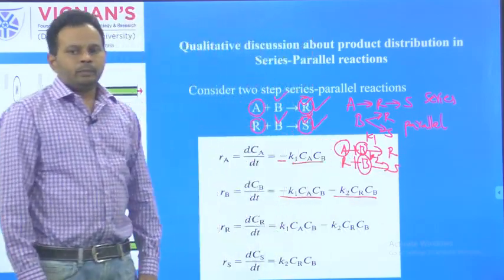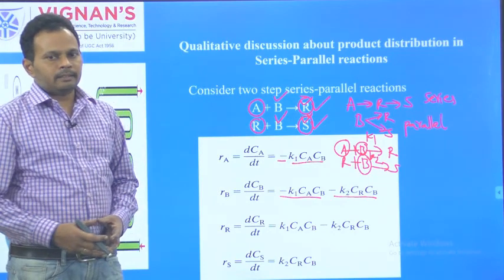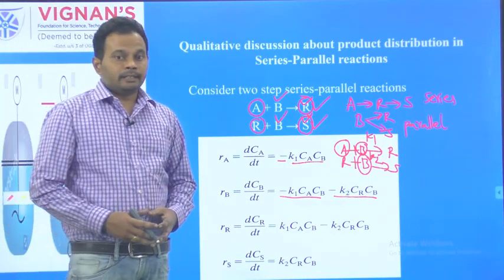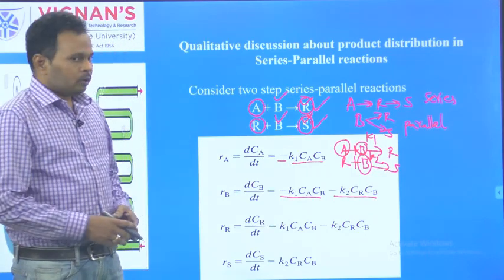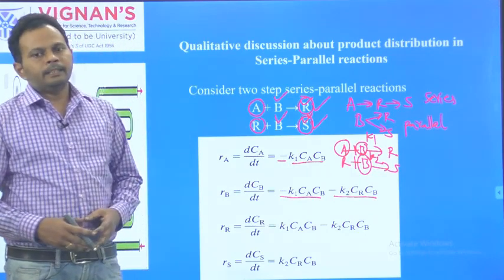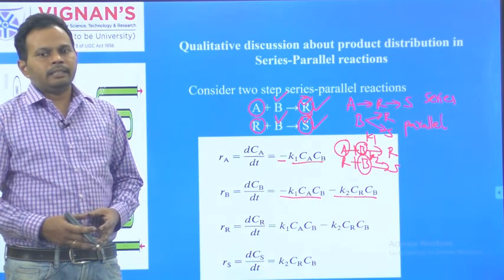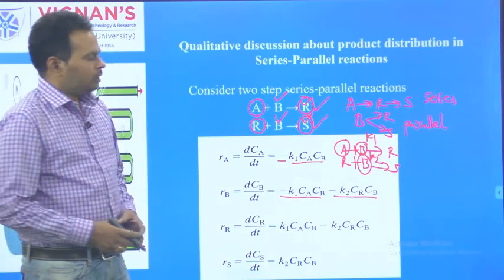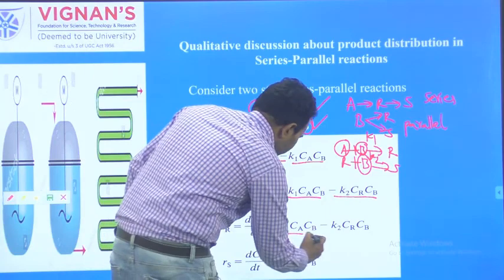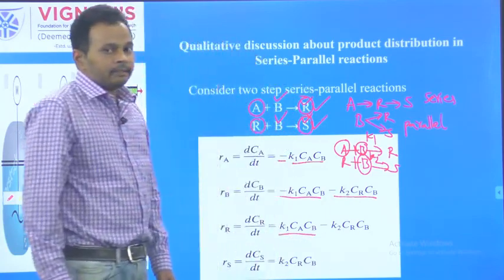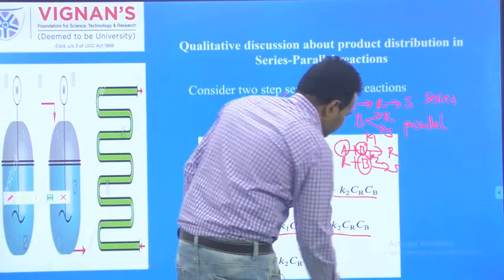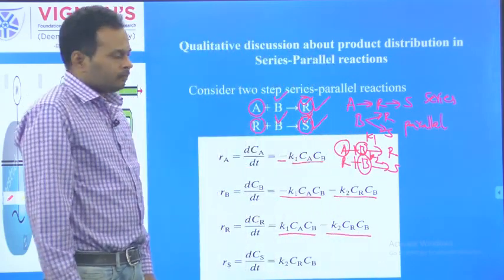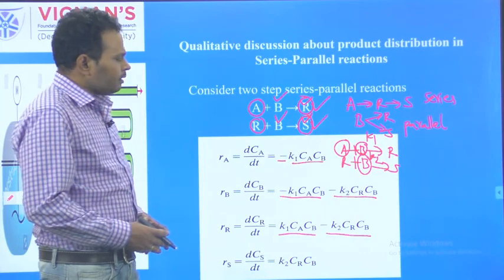R is there in both reactions. In the first reaction R is on the product side, in the second reaction R is on the reactant side. So write Rr as the net rate of formation of R. In the first reaction, the rate of formation of R is positive, that is K1 into CaCb. In the second reaction R is on the reactant side, so its rate is negative, minus K2 into CrCb. Similarly, write the Rs.